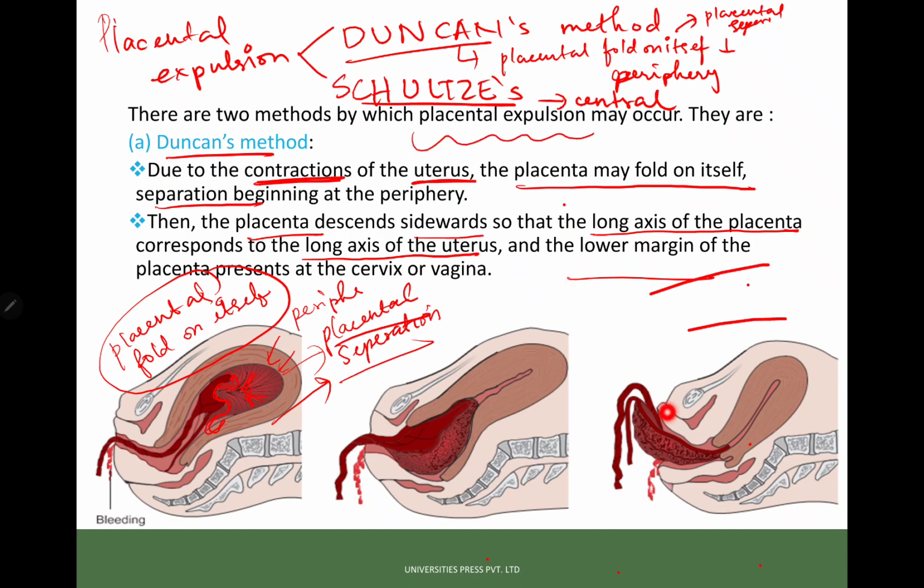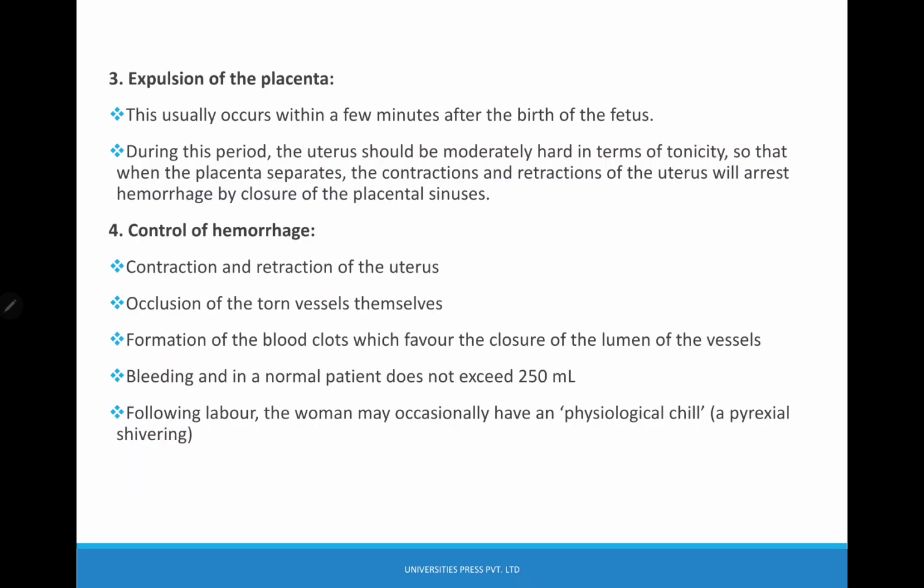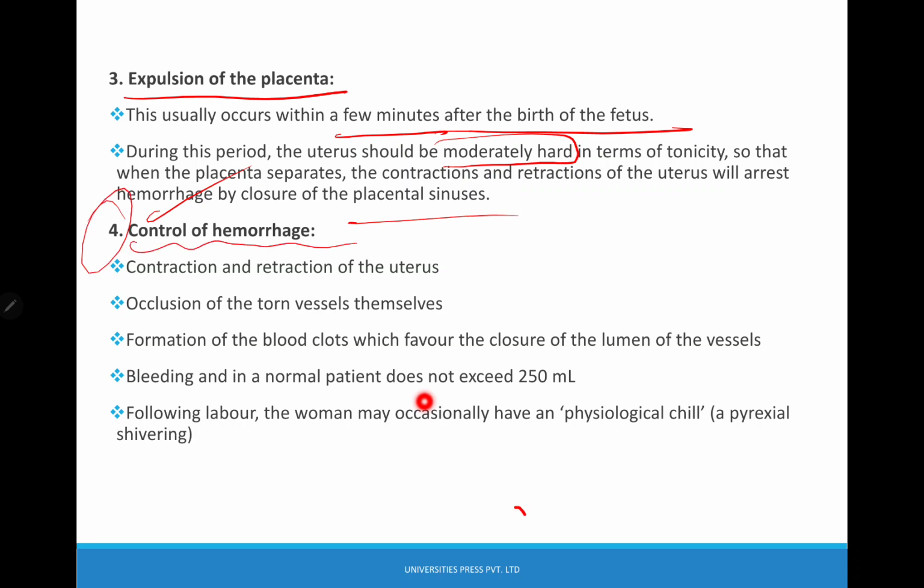Expulsion of placenta usually occurs within a few minutes after birth of the fetus. During this period, the uterus should be moderately hot in terms of tonicity so that the placenta separates, and the contraction and retraction of the uterus will arrest the hemorrhage by closure of placental sinuses. Now coming to control of hemorrhage: contraction and retraction of the uterus, occlusion of the torn vessels themselves, and formation of blood clots which favor the closure of the lumen of the vessels.